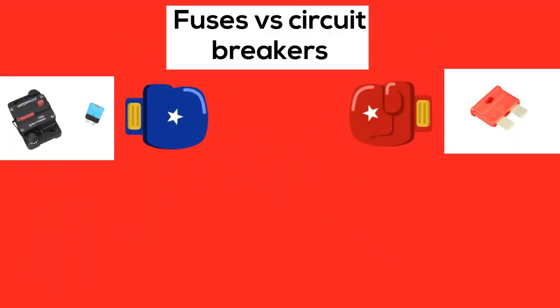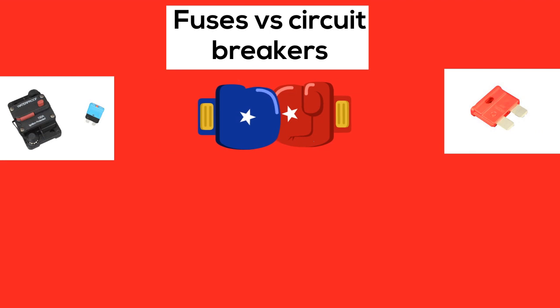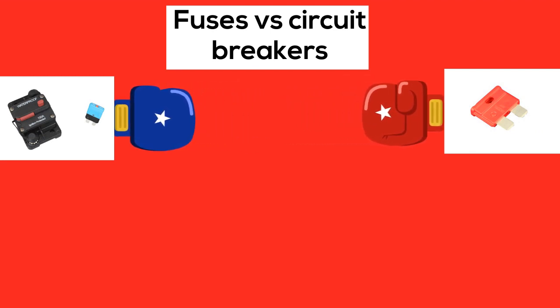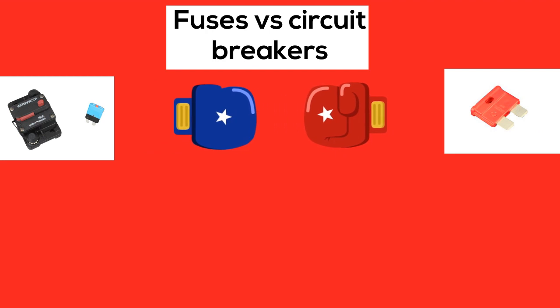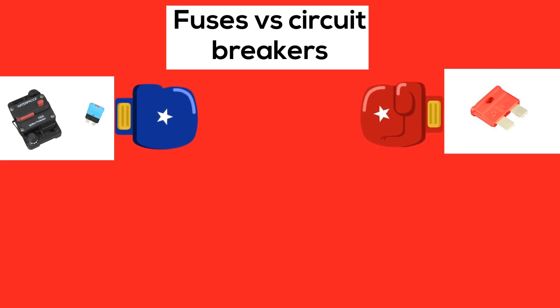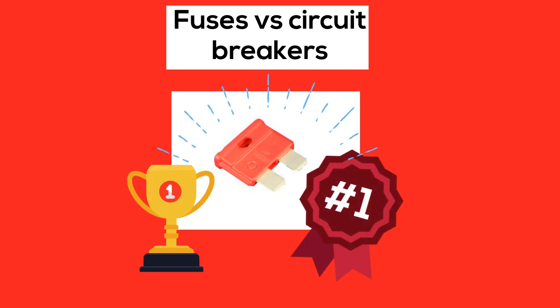So what's better? Well, it's a lot easier to have circuit breakers and never worry about replacing them if they do blow, but they can sometimes be less reliable than a good quality fuse. A fuse should therefore always be considered first.